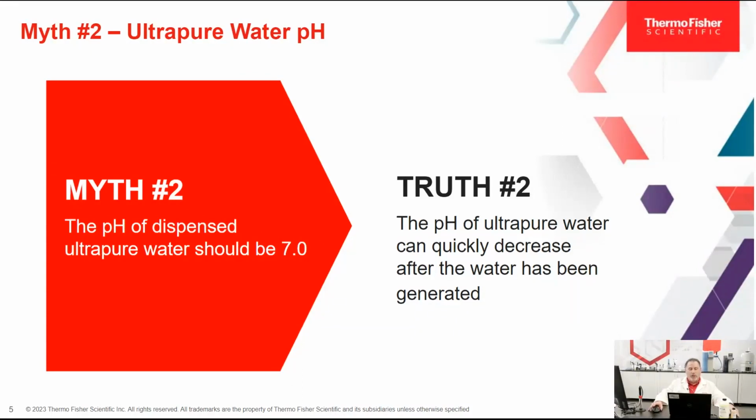The truth is that the pH of ultra-pure water can quickly decrease after it's been generated. Fresh ultra-pure water will read anywhere between pH 5 and 7. The pH will quickly drop. So that makes pH measurement of ultra-pure water very challenging. These readings are very unstable and may be inaccurate also because of the low ionic strength of ultra-pure water. Because if we think about it, ultra-pure water has pretty much no ions in it.